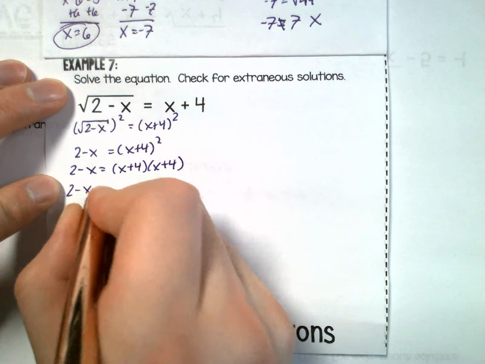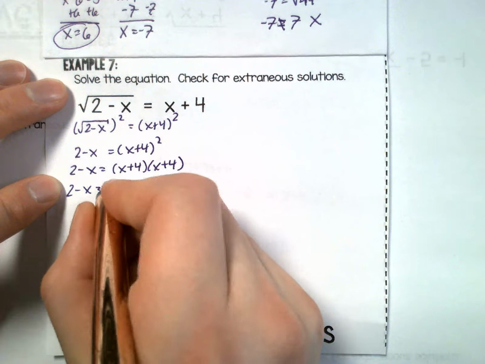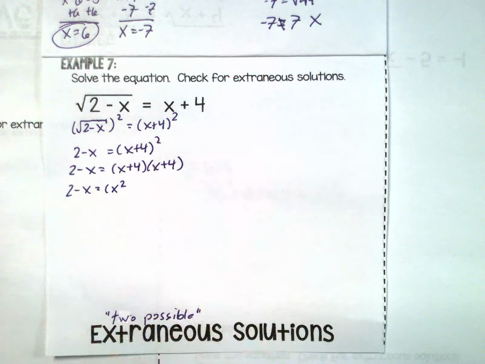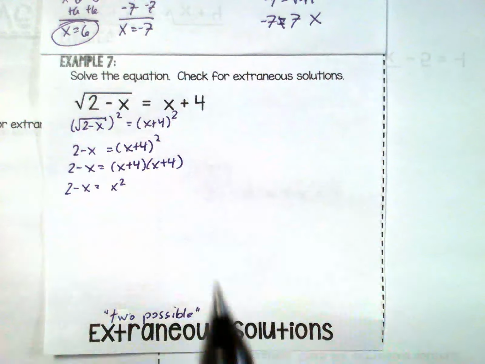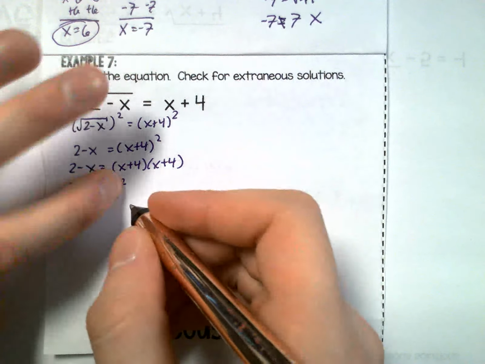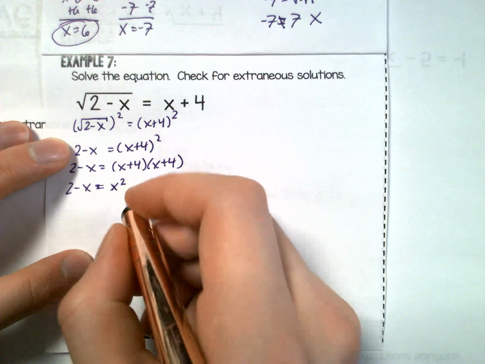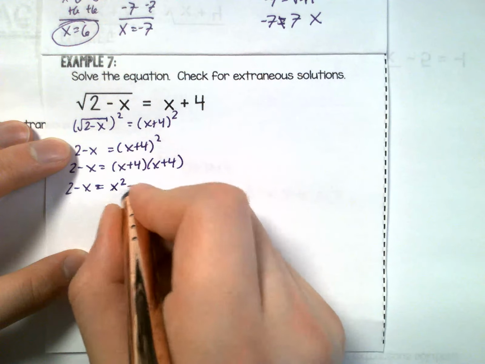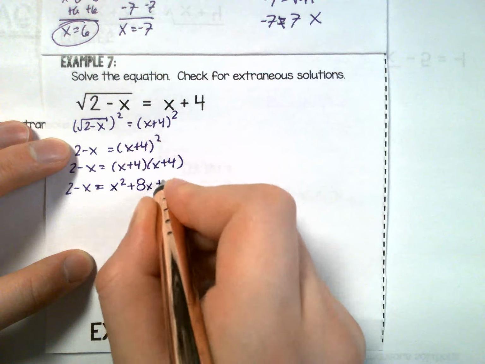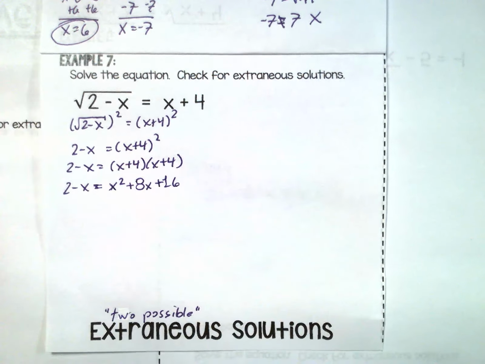So I have 2 minus x. If I factor this out, I should get x squared. I didn't mean to put a hyphen there, sorry, I mean a parenthesis. I should get x squared plus 8x plus 16. Okay?